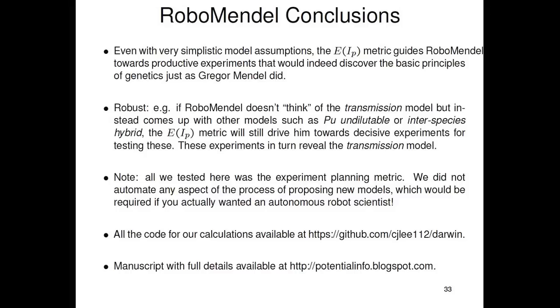I also want to emphasize that the only thing that we have tested here is simply the experiment planning metric. There's absolutely nothing here in the way of automation of model proposal. Okay? Clearly, if you wanted to have a robot scientist, you have to both automate proposing of models of the underlying data. It's more of a data mining or model selection problem. We've been focused instead on the evaluation problem of experiment planning.